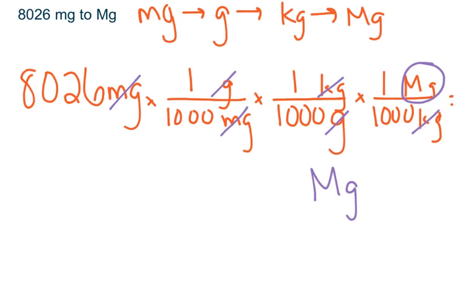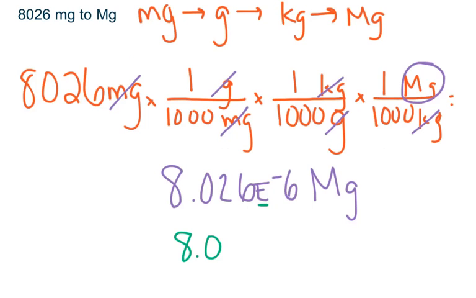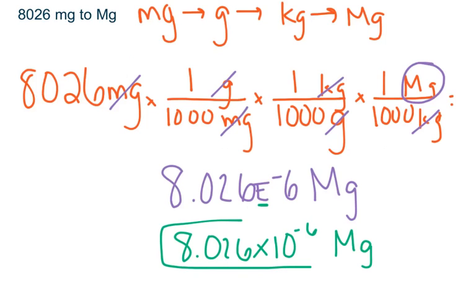Well, when you type this in your calculator, you get something that looks like this. 8.026 e negative 6. Well, that's the calculator saying, like, this e means times 10 to the. So you need to take that back out and say that's scientific notation. So you would have to write 8.026 times 10 to the negative 6 megagrams. You need to show me that you know that that e means times 10 to the. One more example.